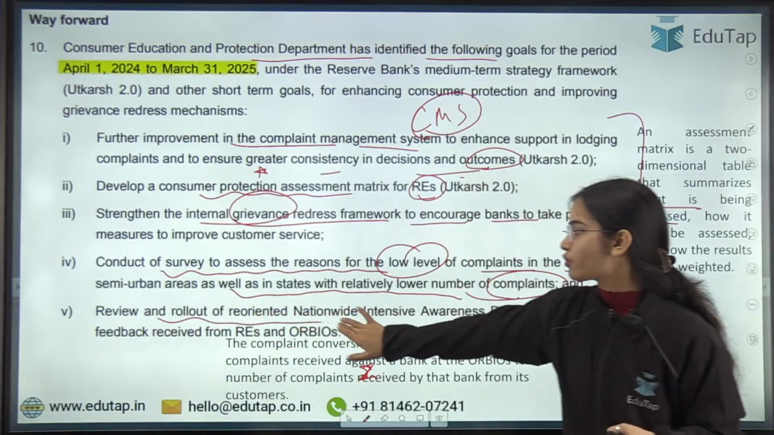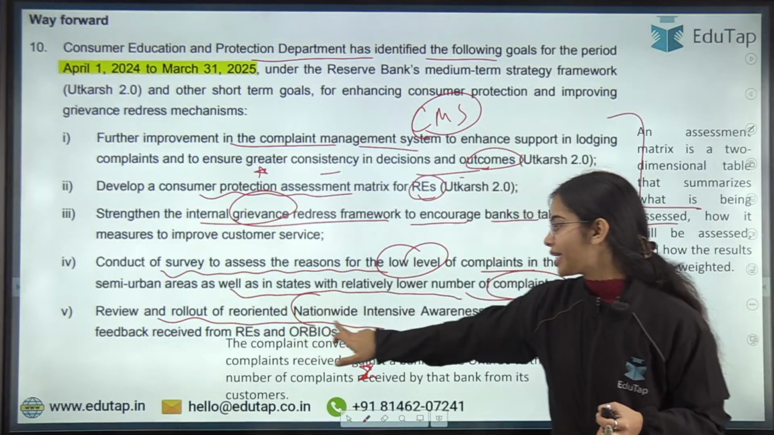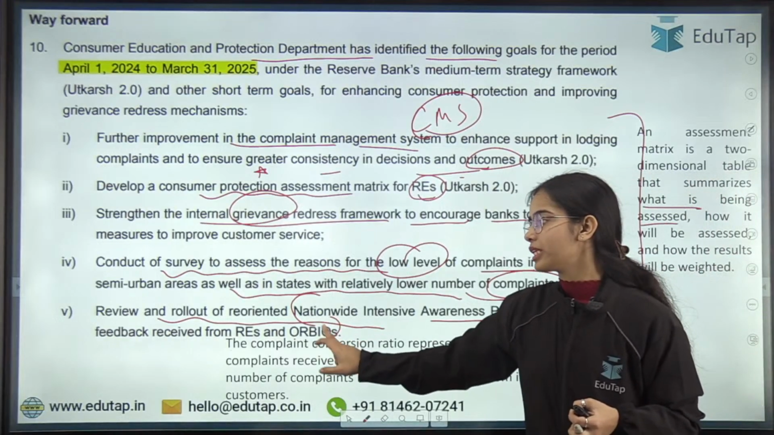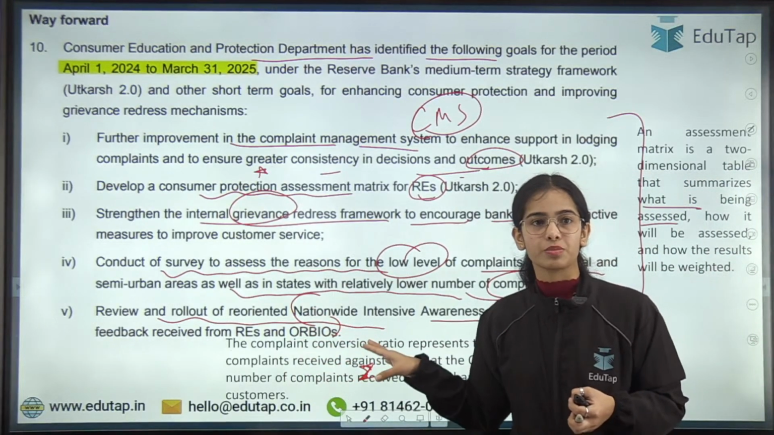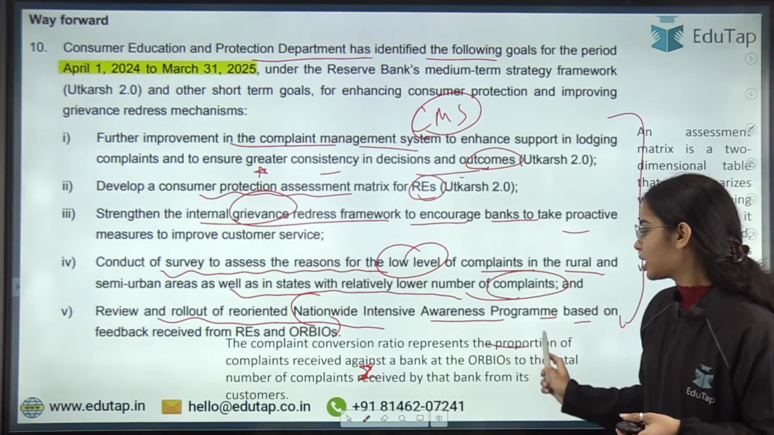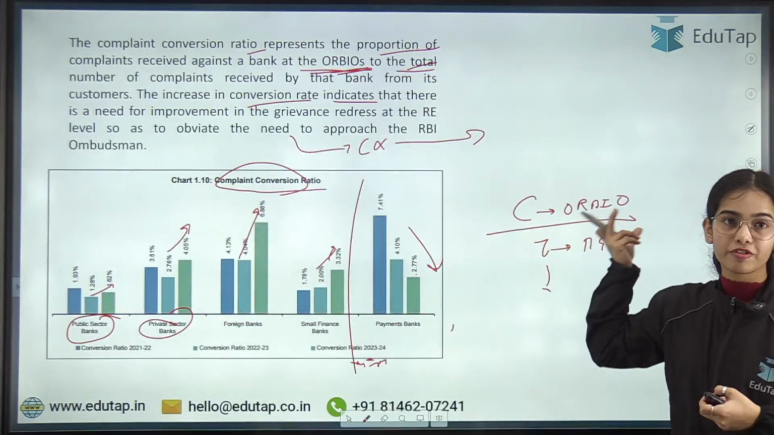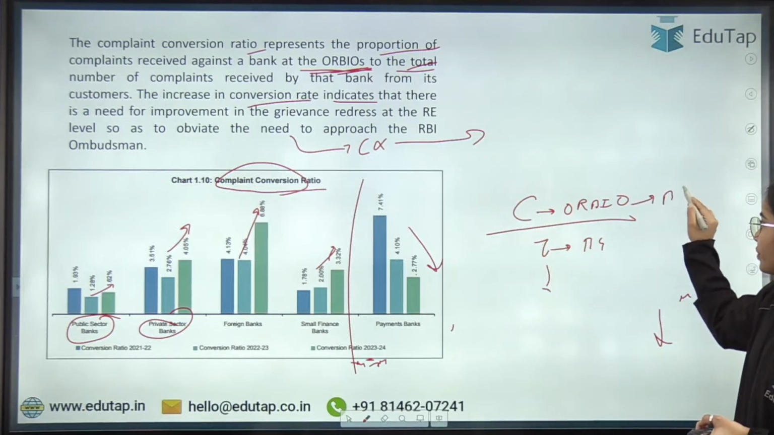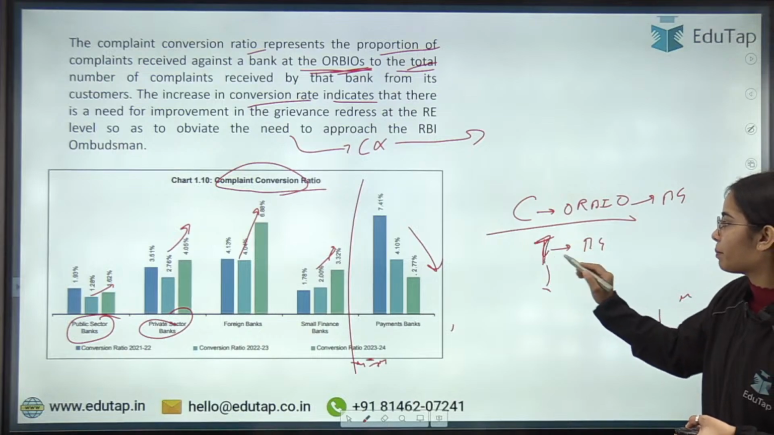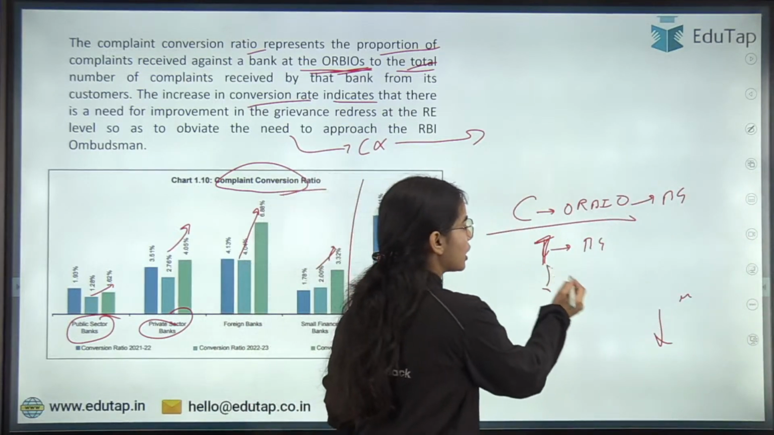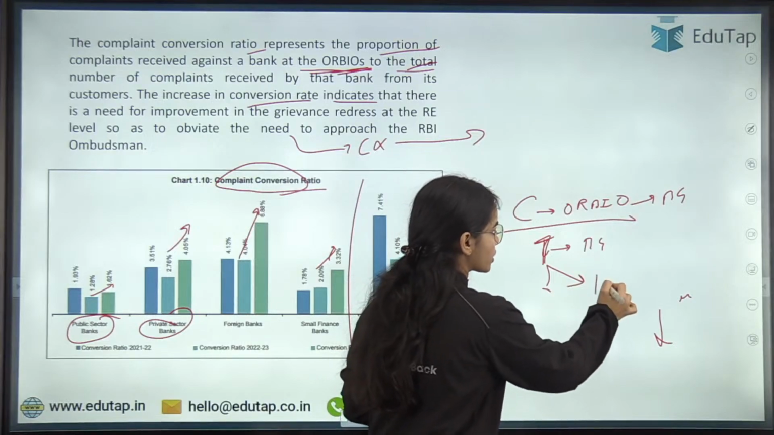Review and rollout of a nationwide intensive awareness program based on feedback received from the regulated entities and the ombudsman. Okay? So this is the idea. And the complaint conversion ratio represents the proportion of the complaints received by the offices of the ombudsman against a bank group divided by the total complaints that the bank group has received. Let's say the total complaints the private sector banks have received are 1000 complaints.